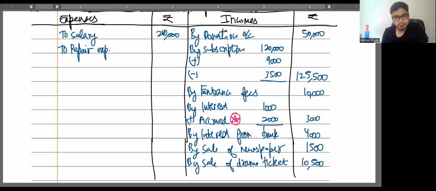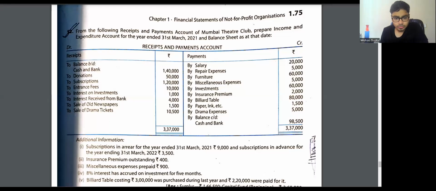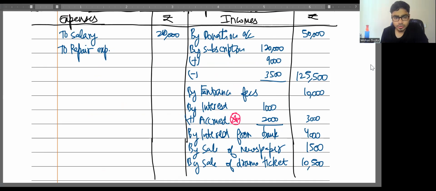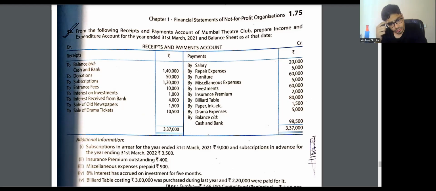Then we have furniture, but it goes to the balance sheet. And then we have miscellaneous expenses, which is 5,000, and there is miscellaneous expenses prepaid 900. So why did you skip furniture? Furniture is an asset, so it goes to the balance sheet. So that will not be covered here, right? Yes.